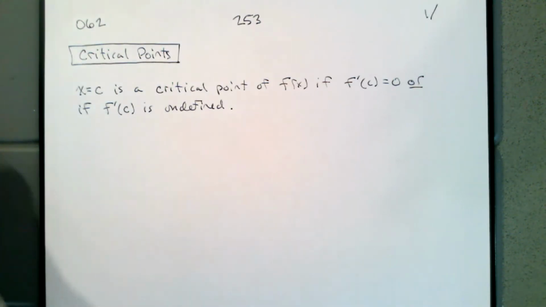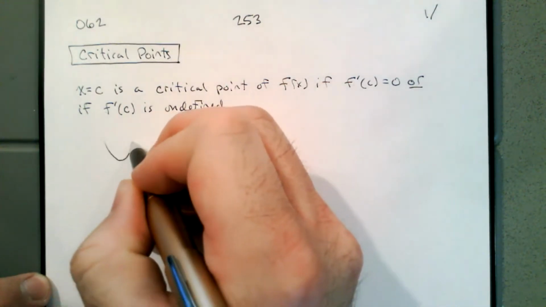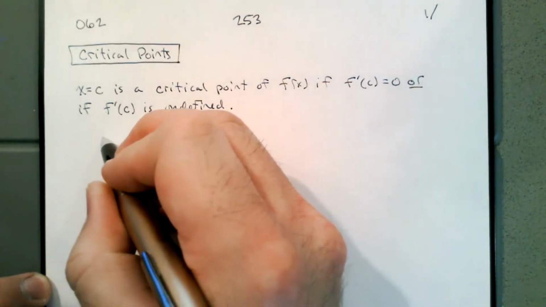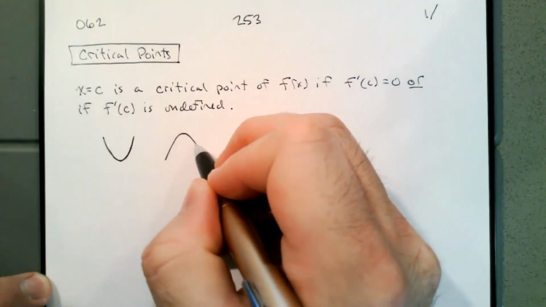We could get a few things happening here. When the derivative is equal to 0, that means the function is flat. The tangent is horizontal. So f prime equals 0 means we have a horizontal tangent because we have a local minimum, or a horizontal tangent because we have a local maximum.